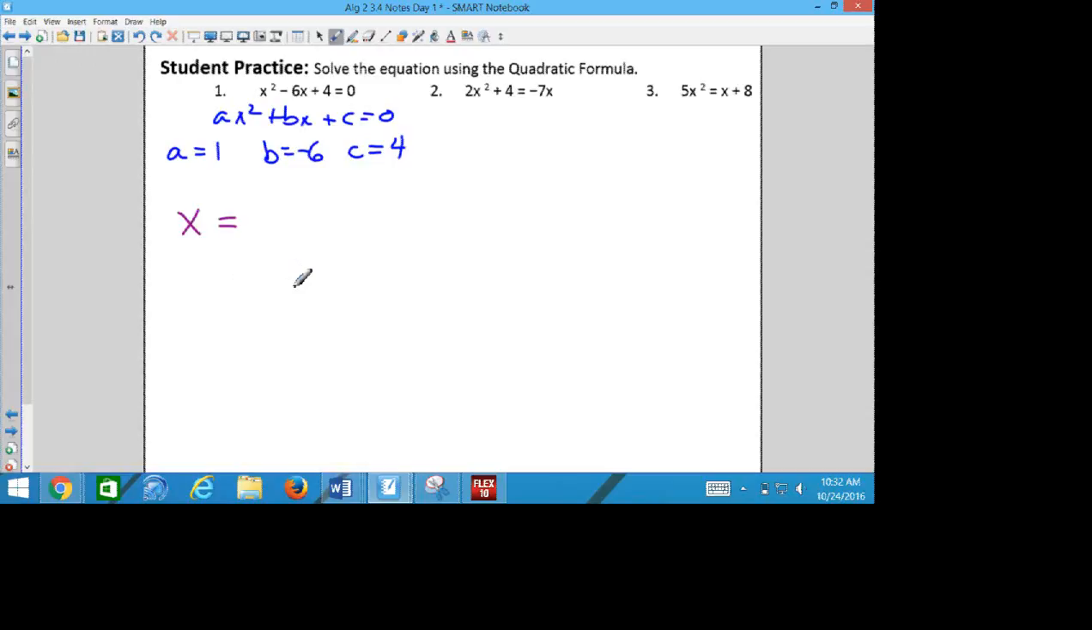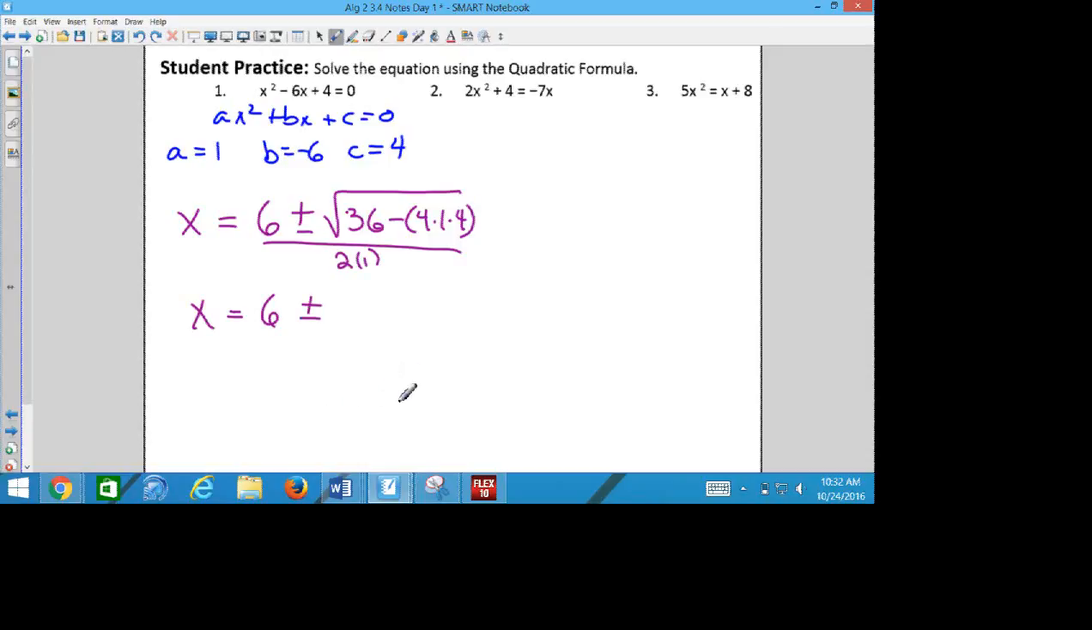So you notice your b value currently is -6. So when we do the formula and we say x equals opposite b, what's the opposite of -6? It would be a positive 6. Then we do plus or minus the square root of b squared, 36, minus 4 times 1 times 4, all over 2 times 1. Great. So we simplify it, we get 6 plus or minus square root of 20 over 2.